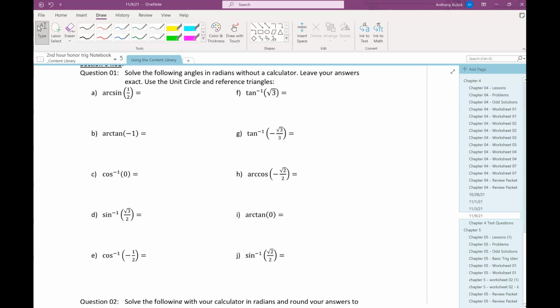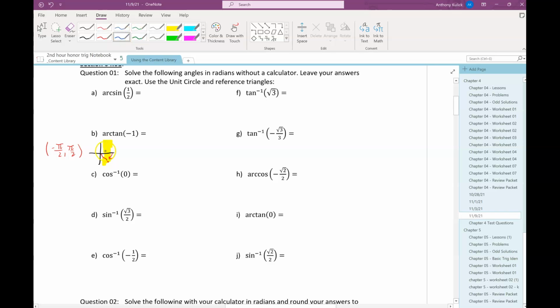Can you do B? Sure. So we're looking at arctan. I know the range for arctan is negative pi over 2 to positive pi over 2, so we're looking at quadrants 1 and 4. Tangent is negative only in quadrant 4. So we're looking at this angle. Cool with that? Yep. Okay.